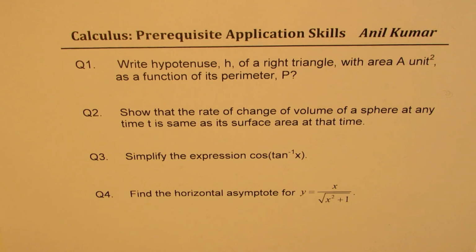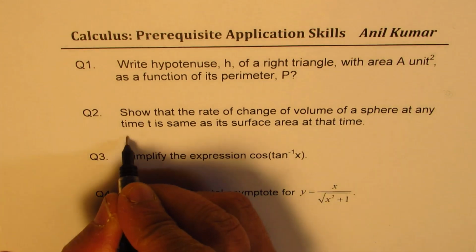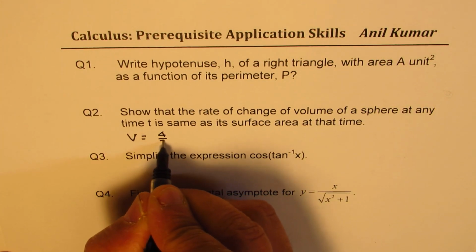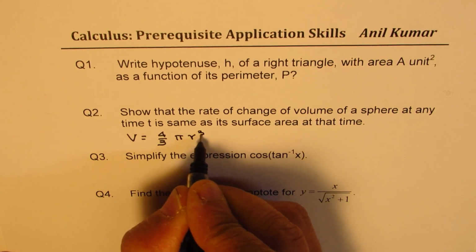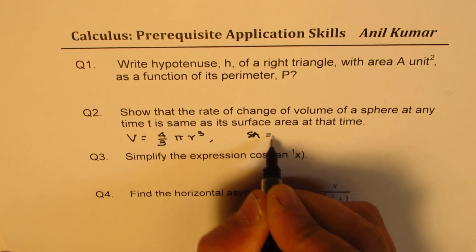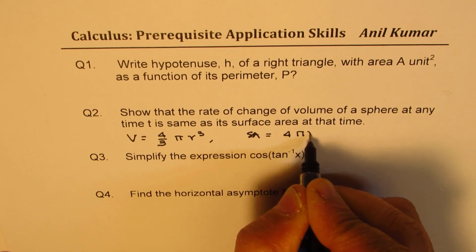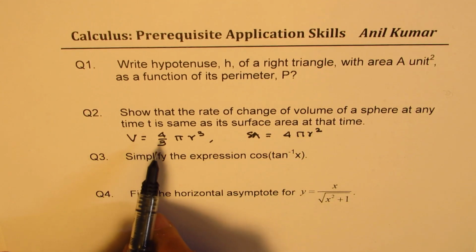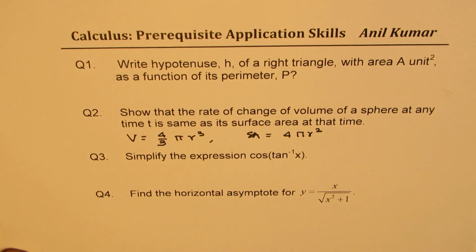Question number 2. Show that the rate of change of volume of a sphere at any time t is same as its surface area at that time. So volume of a sphere is 4 by 3 pi r cube, and surface area is 4 pi r square, right? So rate of change of volume is same as that of surface area at any instance of time. This is what you need to show, right? So the concept of instantaneous rate of change will help you get the solution.